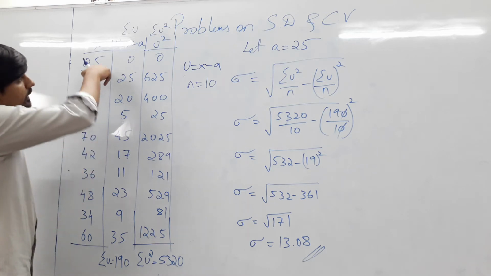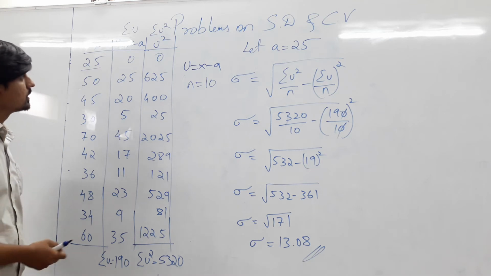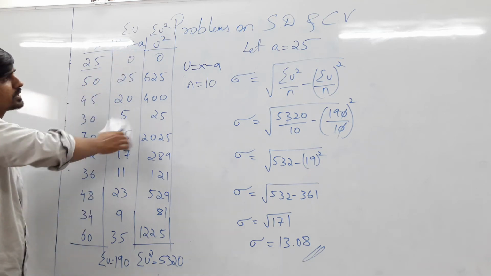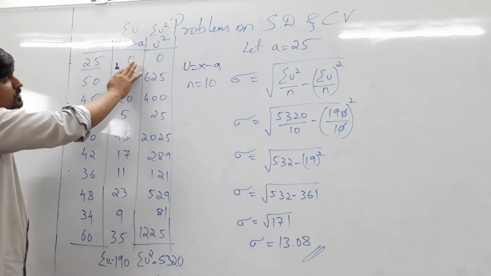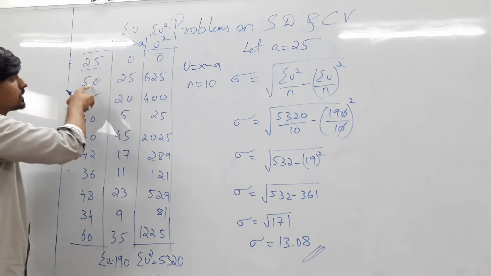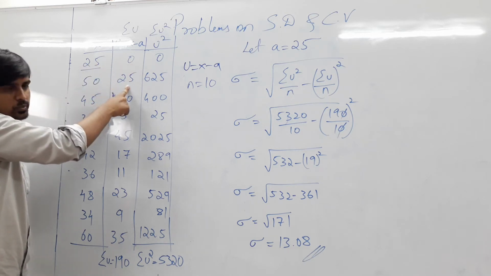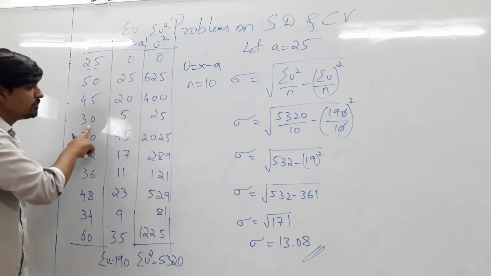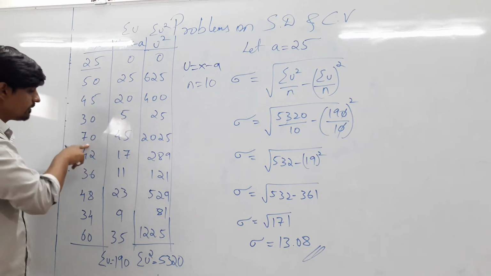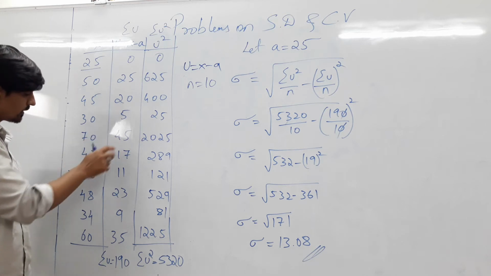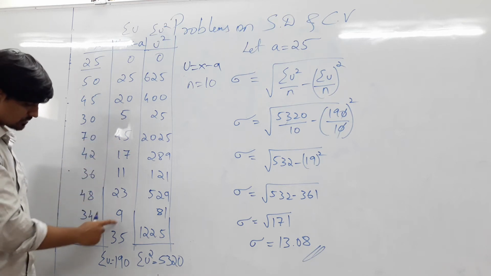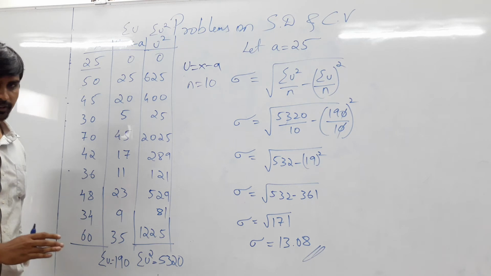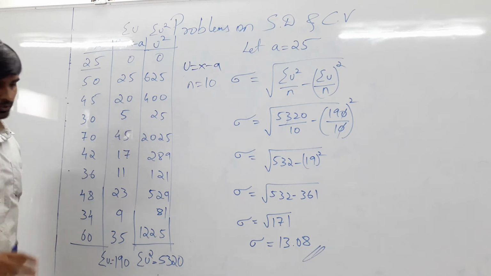Okay, so I have taken 25, the first number itself. So u is equal to x minus a. If a is 25, 25 minus 25 is 0. Next, 50 minus 25 is 25. 45 minus 25 is 20. 30 minus 25 is 5. 70 minus 25 is 45. So the rest of the numbers remain. Hope you have understood.